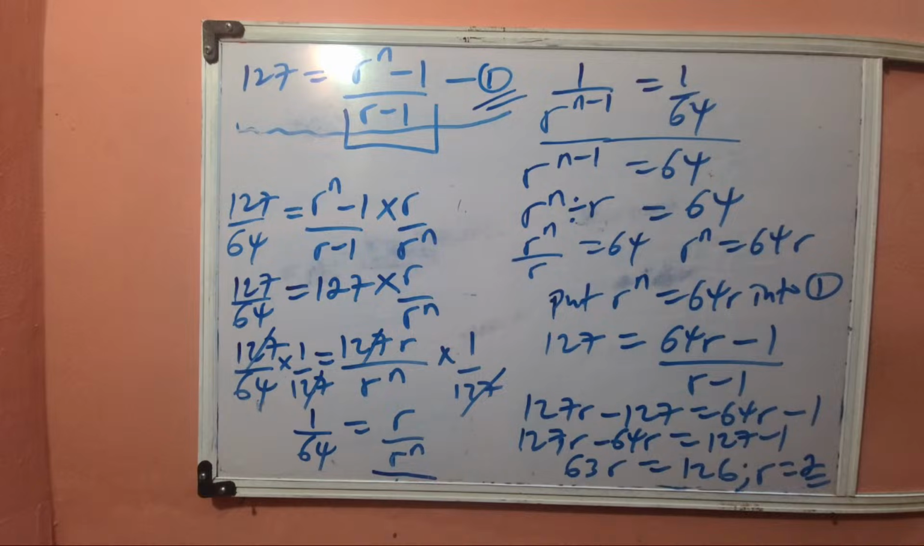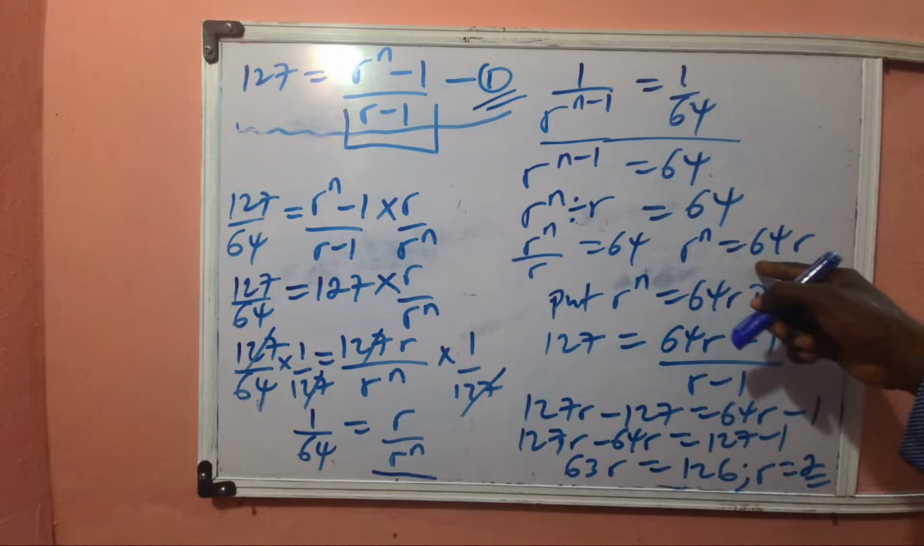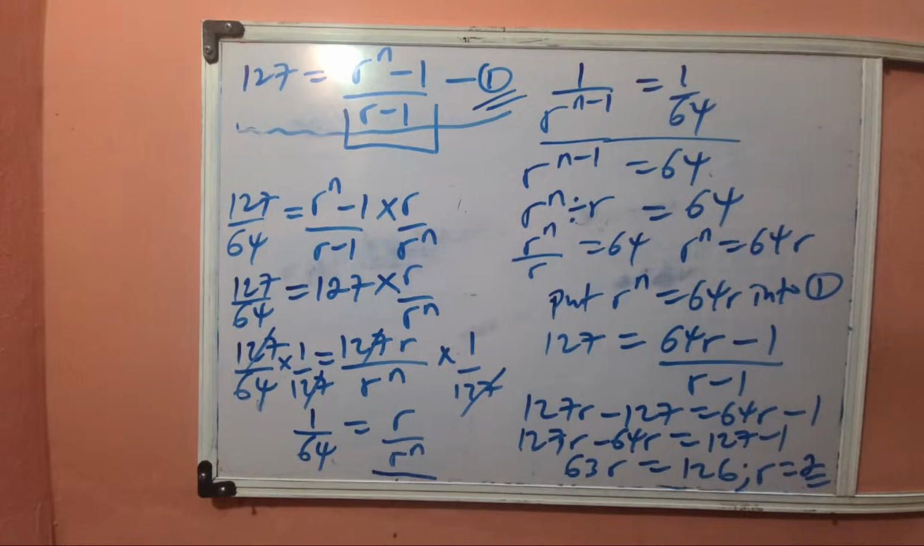And what I have to do next is very easy. I just have to go on to solve for n using any of the equations that gives me a convenient value. r raised to power n equals 64r. I can use that. So if I want to, I can use that. 2 raised to power n equals 64 times 2. That will work also if I want to use that.